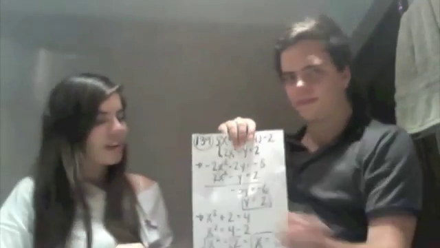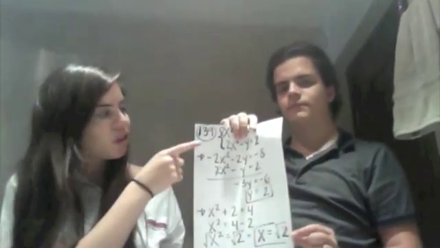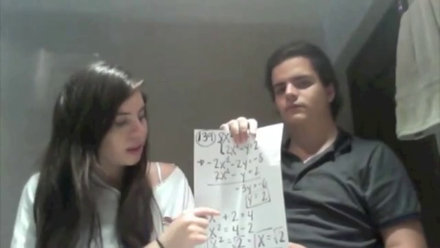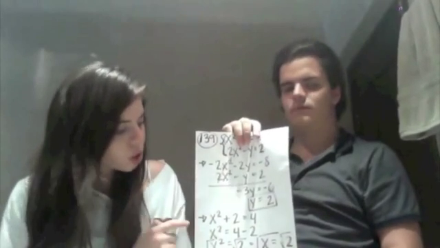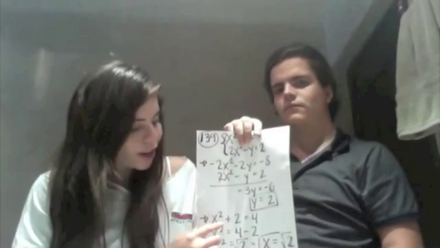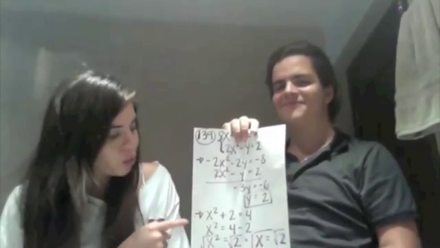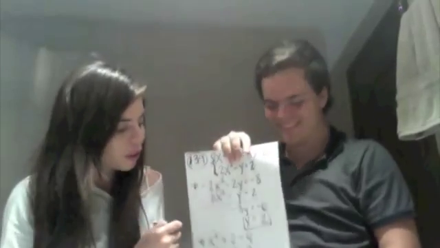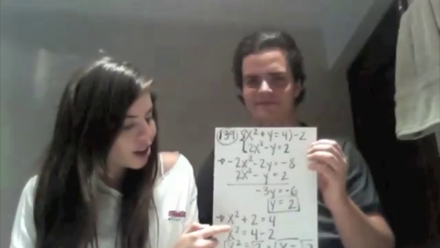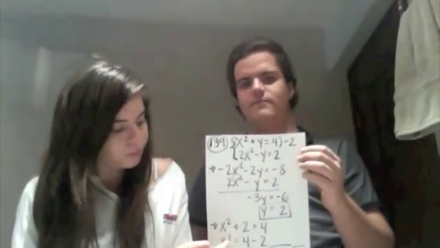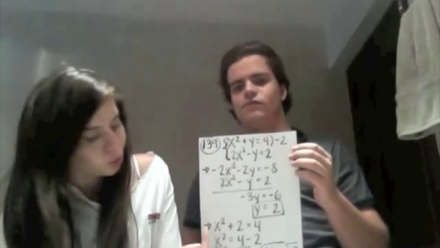The next step is that we need to take one of the original equations and substitute the y. So x squared plus 2 equals 4. The next thing we need to do is pass the 2 over to the other side. That will give us x squared equals 4 minus 2, which will give us a 2.